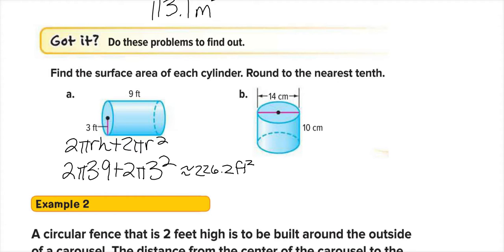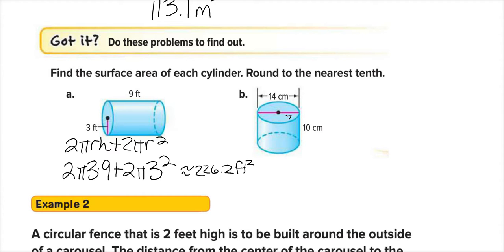All right, next one. Okay, so what do you notice about this one that's different than the first one? So we should look at it and be able to see that we have the diameter this time instead of the radius. And then what do we do with our diameter? We always have to do what? Cut it in half. Okay, so this is actually going to be 7.